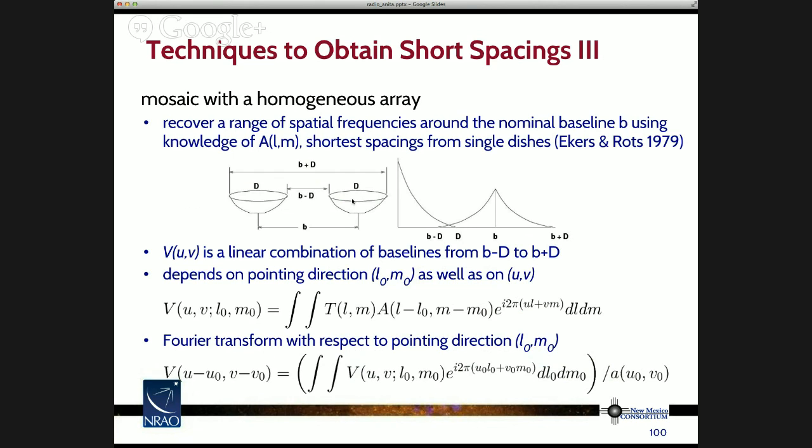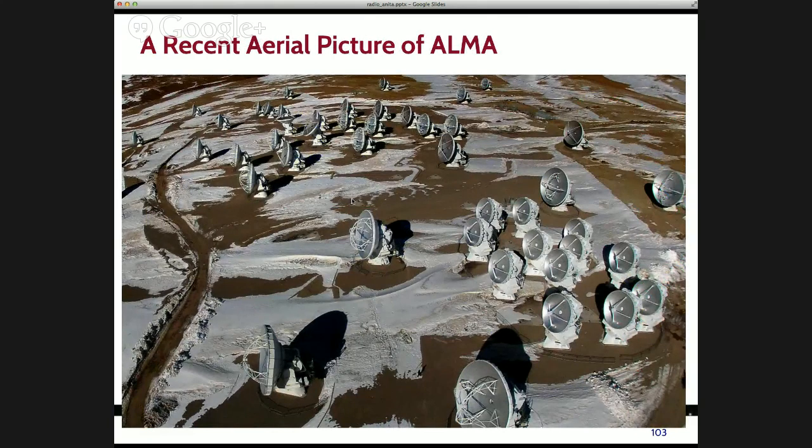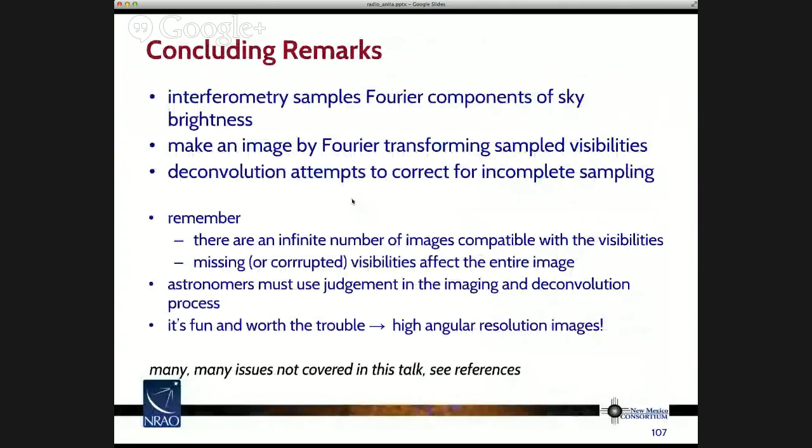So somehow you'd have to unscramble this linear combination, and one way to do that is to mosaic, because the visibility depends not only on U and V, but also on the pointing direction. And so if you Fourier transform with respect to the pointing direction, then you can unravel some of this information. So if you understand that, then you're an expert. All right, I'm just going to skip to the end. I have some slides about ALMA.